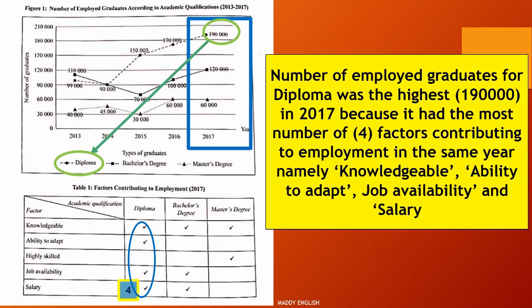Number of employed graduates for diploma was the highest, 190,000 in 2017. Because, so this is the linking word, it is a pronoun that refers to diploma, had the most number, trend word, data for factors contributing to the employment in the same year. Namely, knowledgeable, ability to adapt, job availability, and salary. So these are the key features.